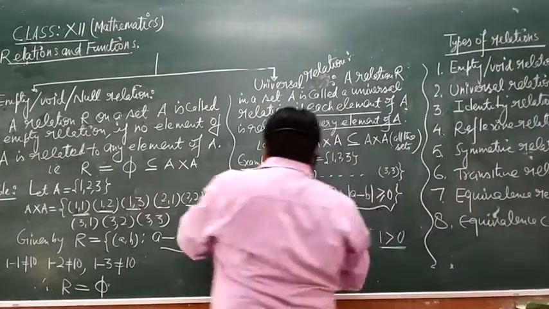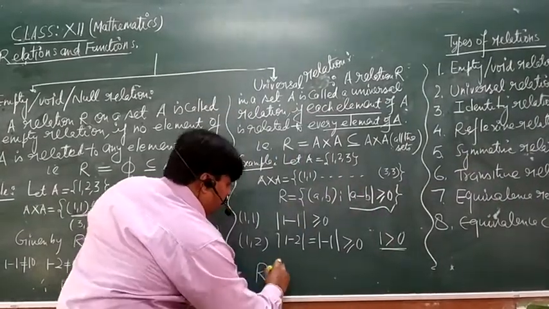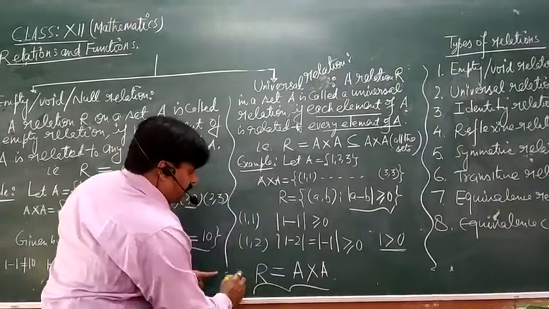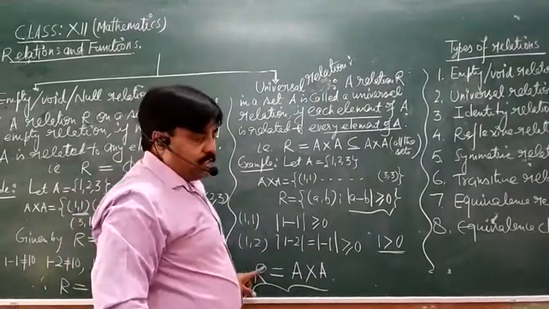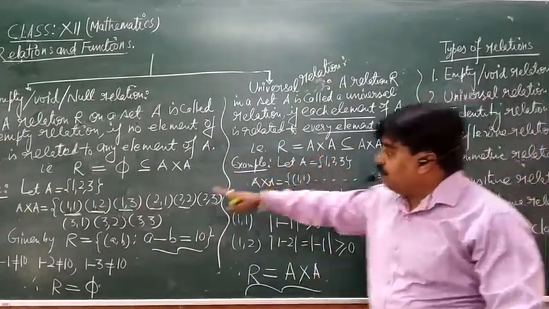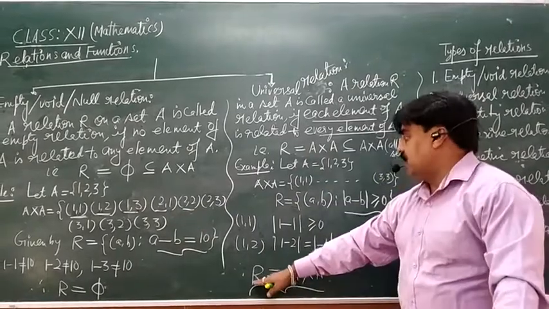It means what will be in R? All the ordered pairs from A cross A. Then you can say this is your universal relation. So to become a universal relation, all the ordered pairs from A cross A must be in R.